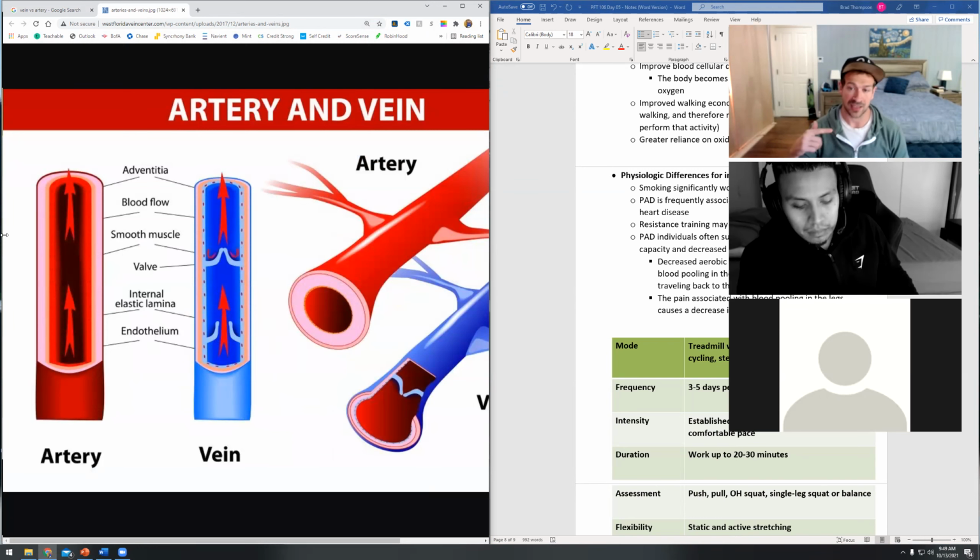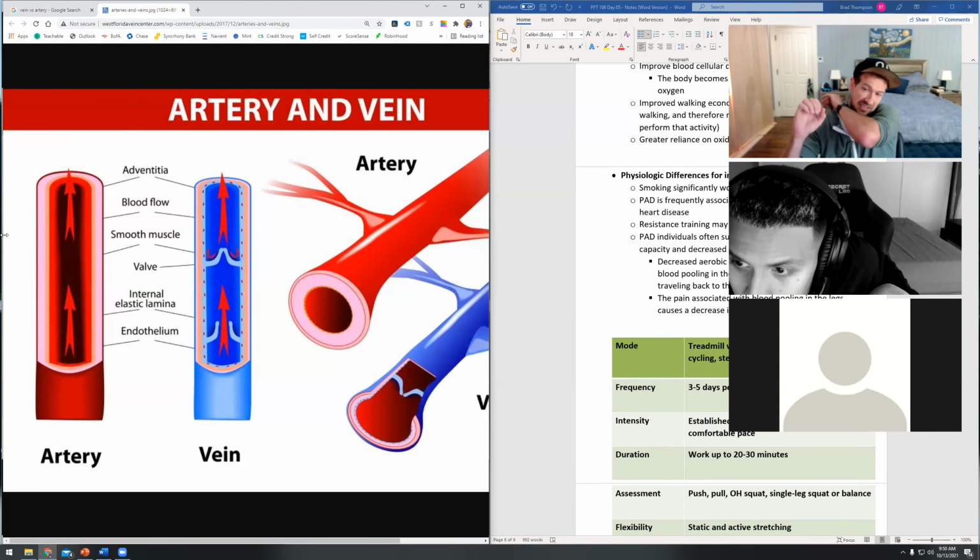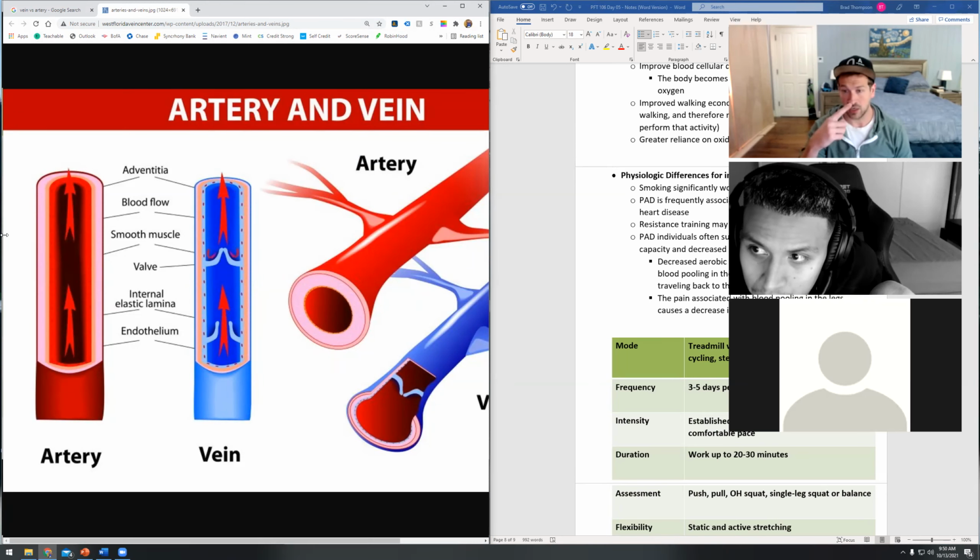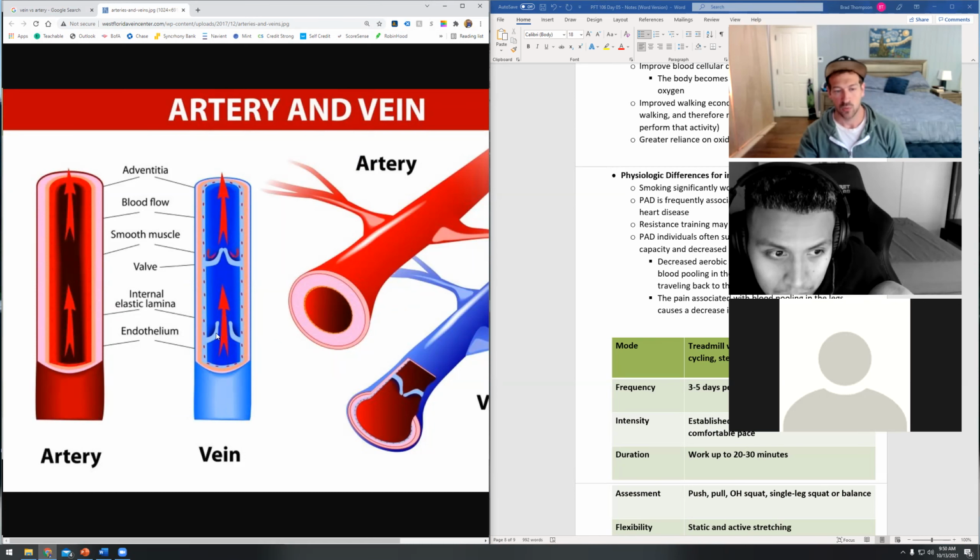But in order for blood to get back, your heart has to like suck hard enough, and it has to be pushed through hard enough, right? So the pressure in veins is way, way, way lower. And that is actually why veins have valves in them that arteries don't have. These little valves prevent blood from backflowing.